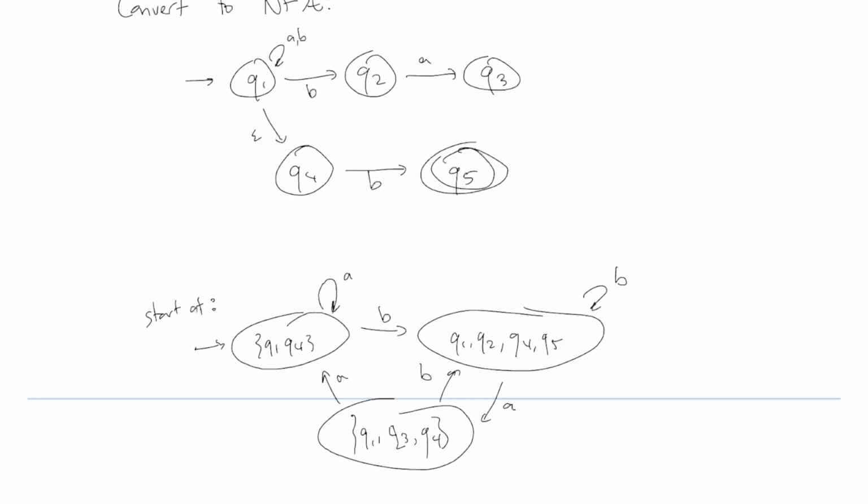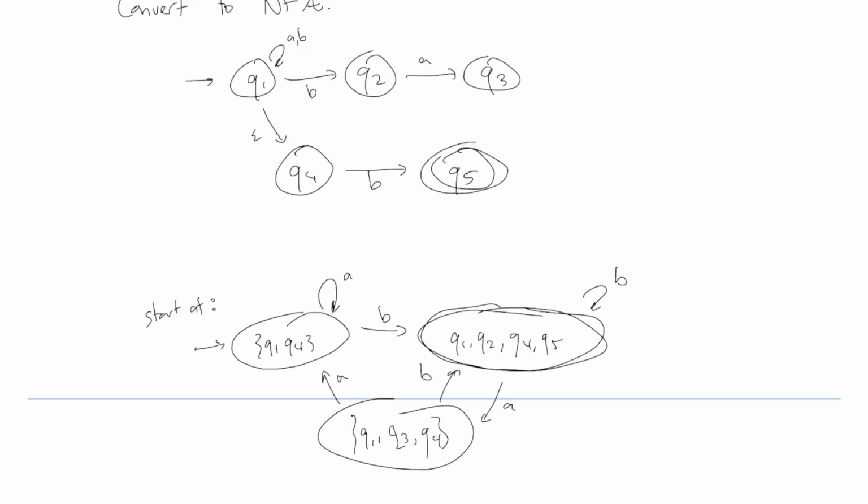All right, and finally, which one, if any, is accepting? It should be anything including a Q5, which would be only this one in this example. Anything including a Q5, like so. All right, any comments about that?